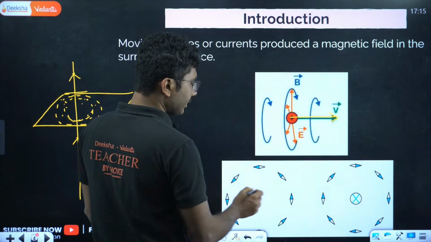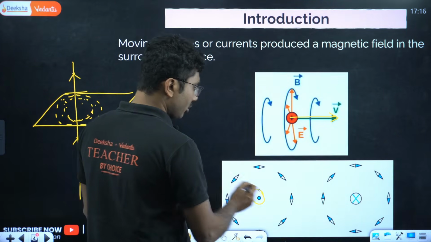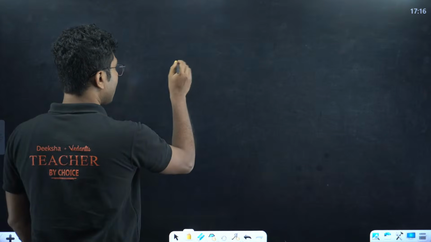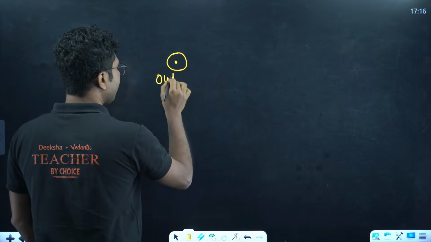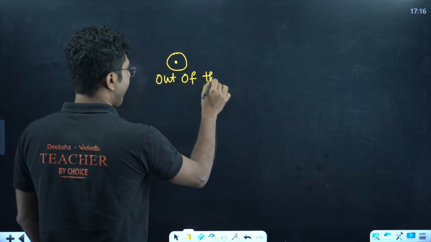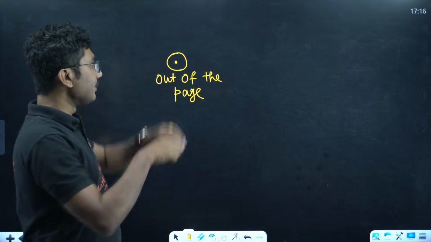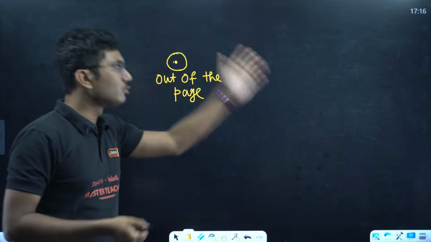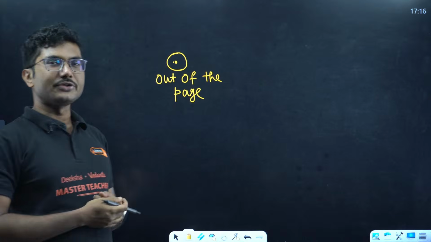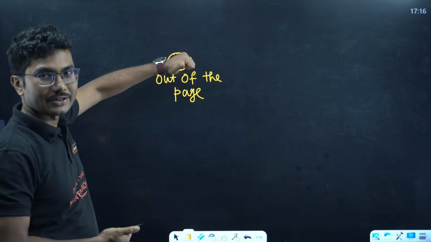Here, a dot represents out of the paper. Those who do not know, dot means out of the paper. These symbols are very common from now on. So, if you see this, it refers to out of the page, out of the screen. That means it refers to something coming out in this direction. Obviously this is a two-dimensional plane, so how can you show something which is three-dimensional? People are creative, so they have taken this as the direction out of the page.